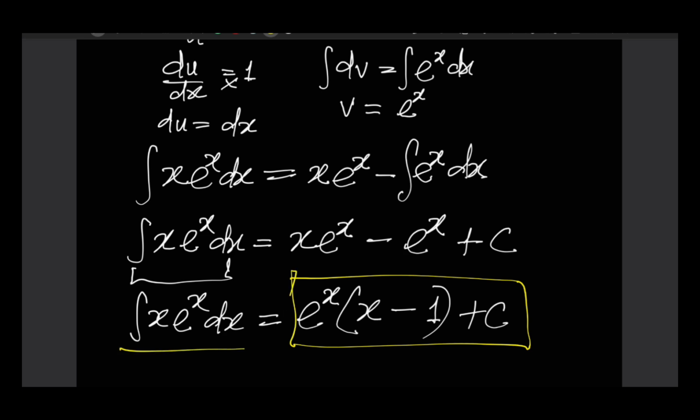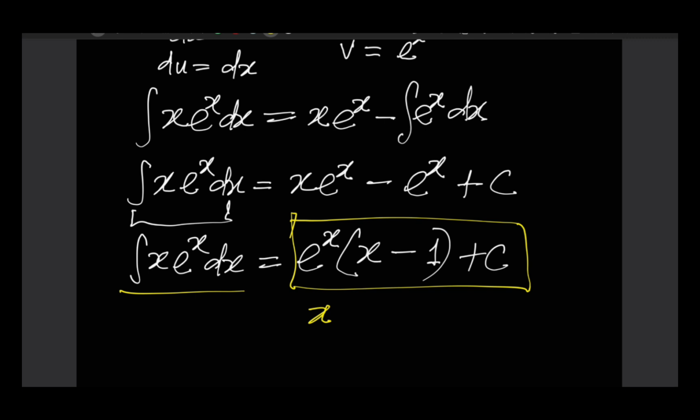The key idea in this question is that when we see products like x multiplying exponential x, we can use integration by parts, choosing the part that becomes simpler when differentiated as u. And that takes care of question 2. Let's move to question 3 real quick.